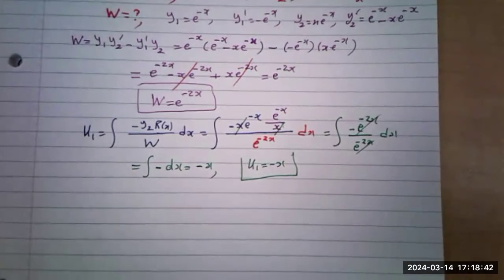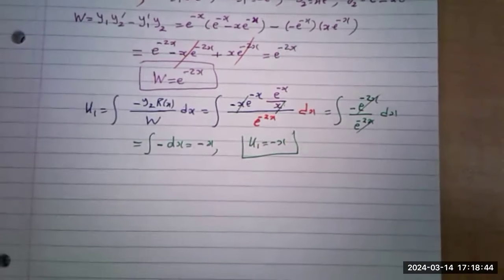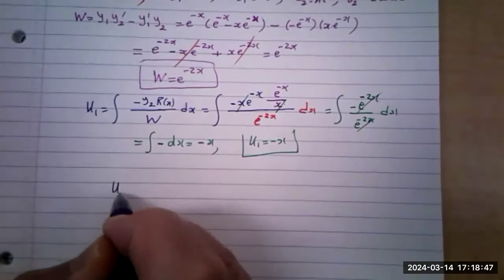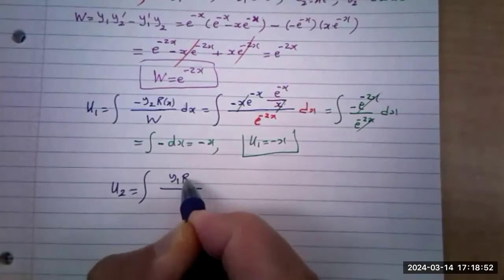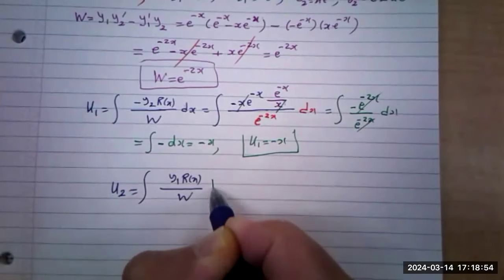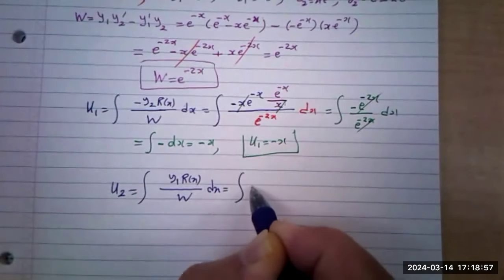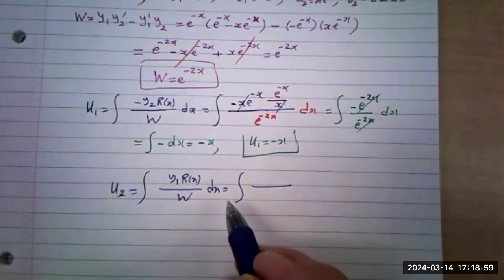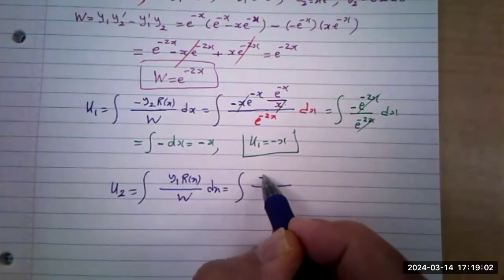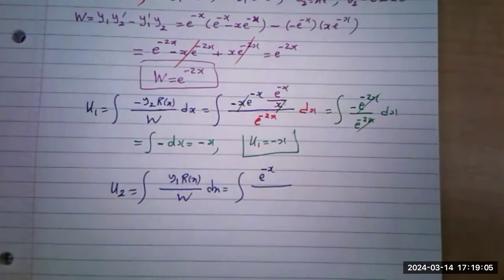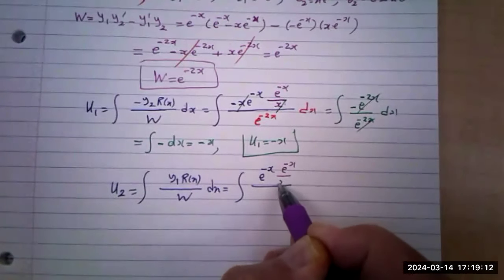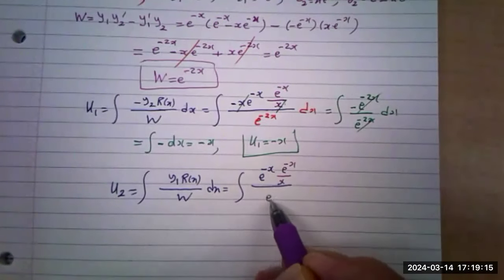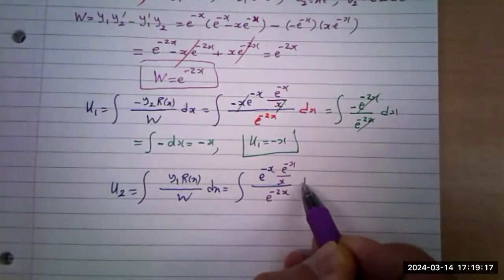So going for the u2 now. So u2 would be the integral of y1 r of x over W dx. So it's going to be the integral of y1. y1 is e to the negative x. That's your y1. Your r of x is, you see, r of x is e to the negative x again over x. And you have e to the negative 2x for the Wronskian.